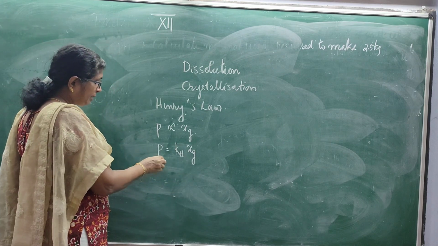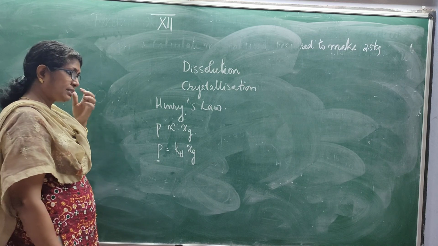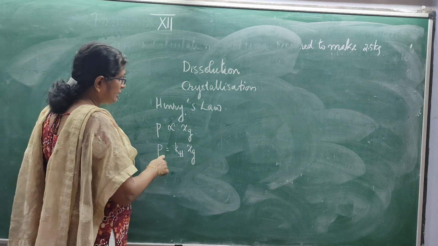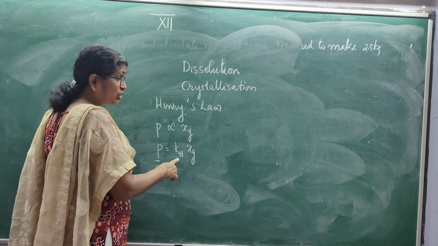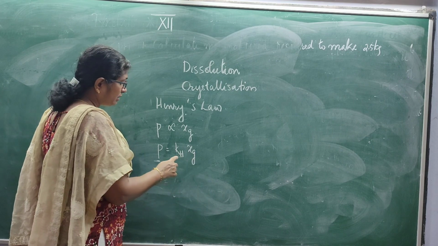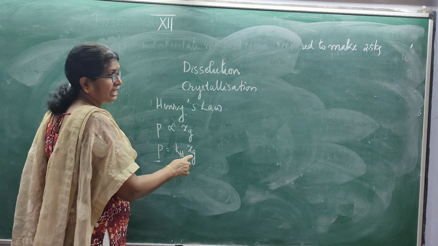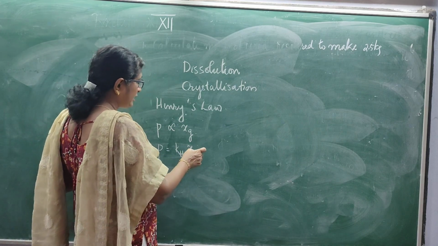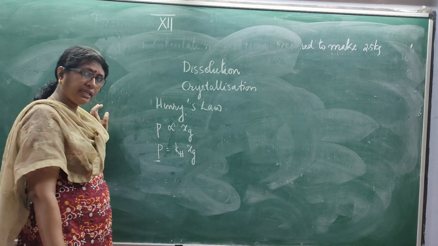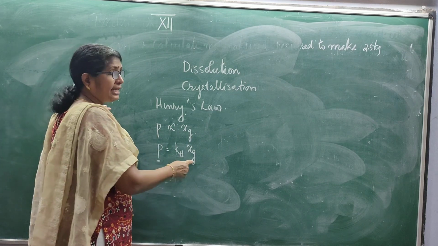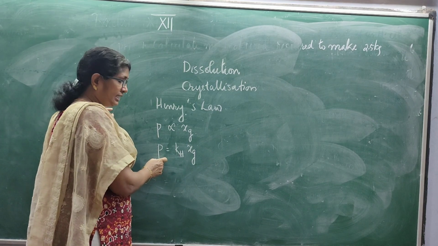For a particular temperature, if we take the partial pressure as a fixed one, then as kH value increases, Xg will decrease, because partial pressure is a product of kH and Xg, isn't it? That is Henry's law constant and the mole fraction of the gas. This product is constant.